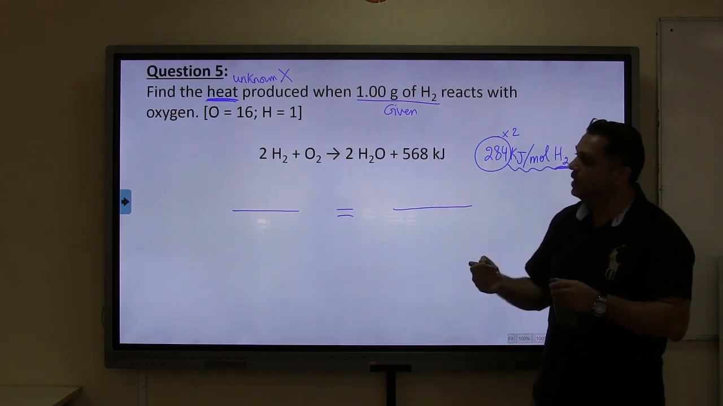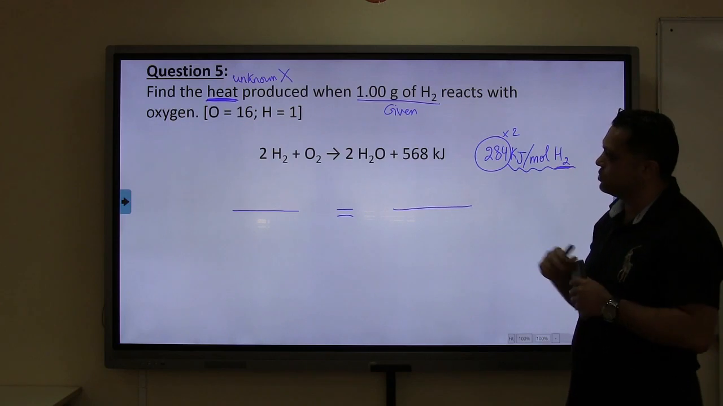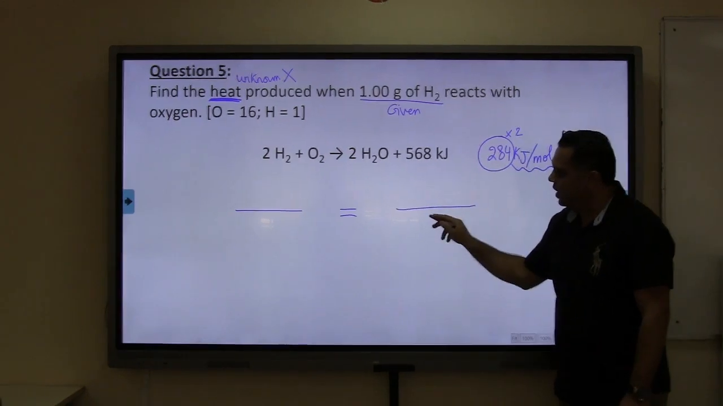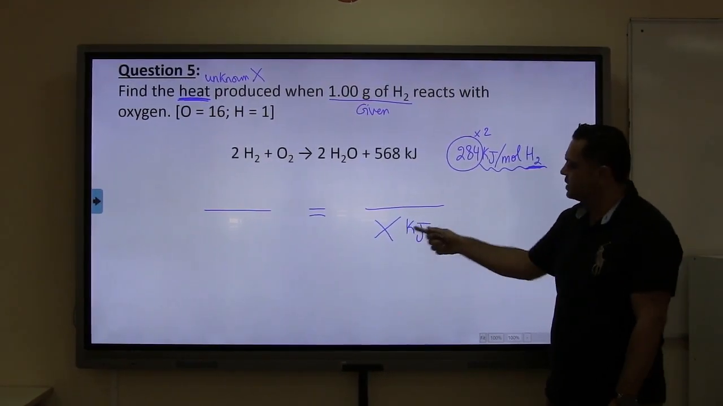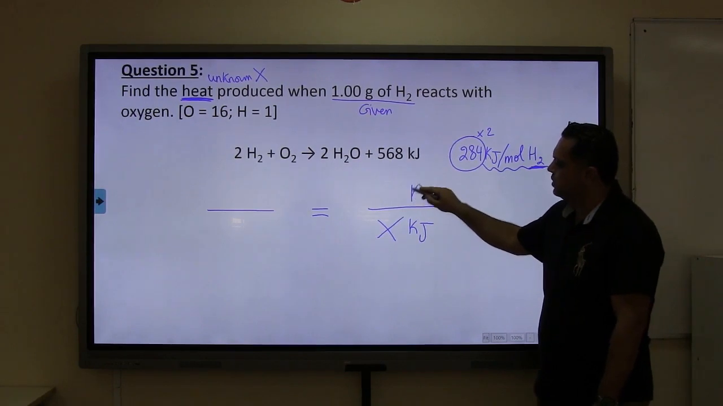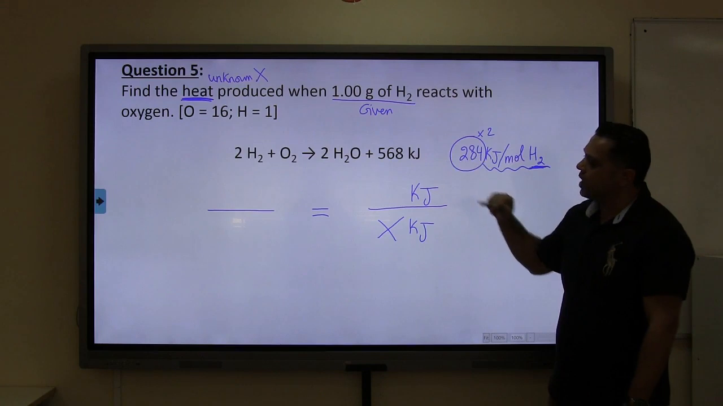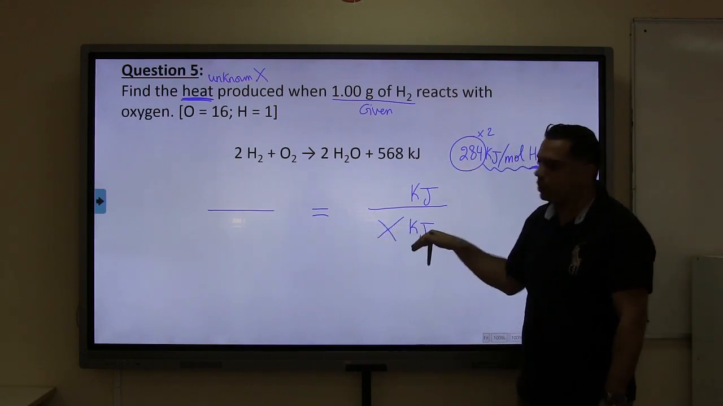And then let's translate what's given here in the reaction ratio. Find the heat produced. I don't know the heat. Find the heat, X kilojoules. Kilojoules here, the same unit, kilojoules. Okay? 1 gram of the hydrogen. The given and the unknown on one level.